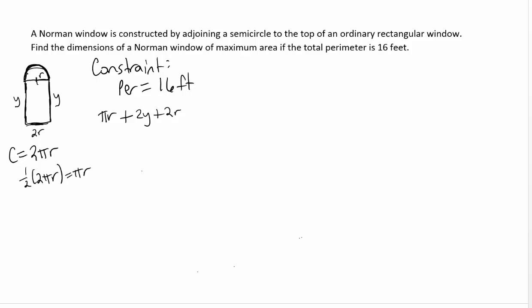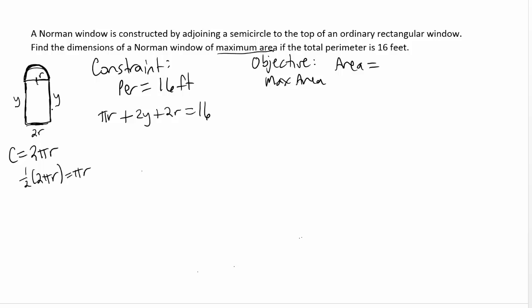So we have the perimeter of the top half of the circle, the perimeter of these two sides, and the perimeter of the bottom part. And so that's all of this, and that has to equal 16. So that's our constraint. Now we move to the objective. So what is it we're trying to maximize or minimize here? In this case, we want to find the maximum area. So our objective function needs to be some kind of area function.